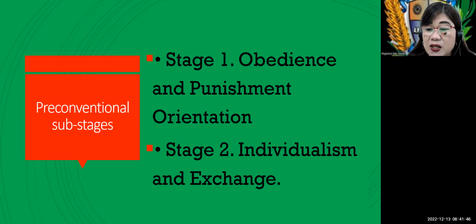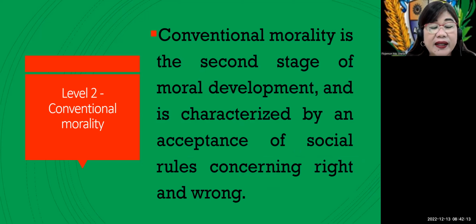The second stage is about individualism and exchange. So at this stage, children recognize that there is not just one right view that is handed down by the authorities, but there are different individuals who also have different viewpoints. That is individualism and exchange. Second level is the conventional morality. What is conventional morality?